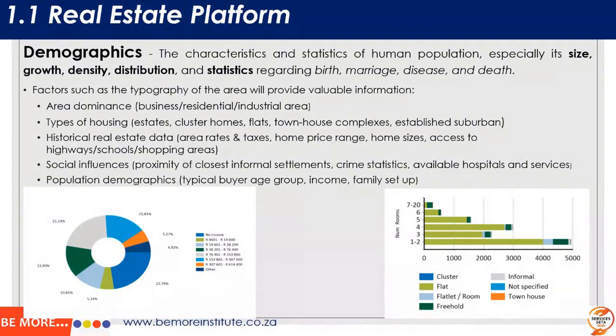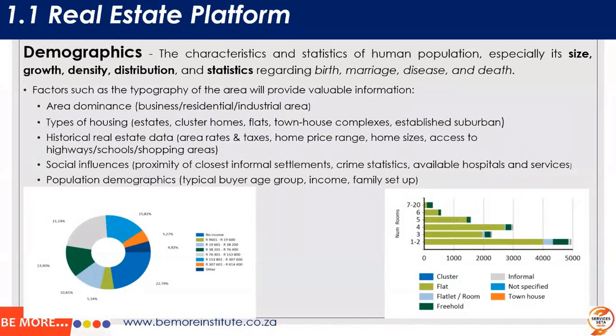So it's important that you share this information with your potential buyer or your seller, and also as an investor, you need to understand those things. The diagrams below, or the graphs below, show the kind of report information that you can look at when you are assessing an area.